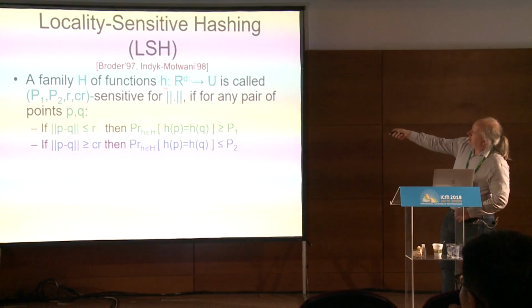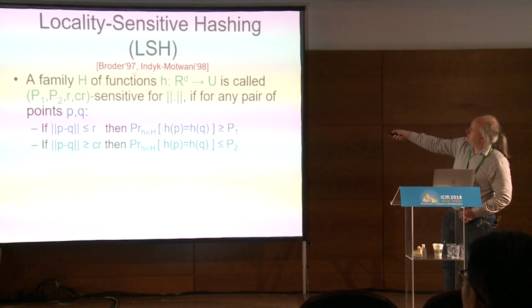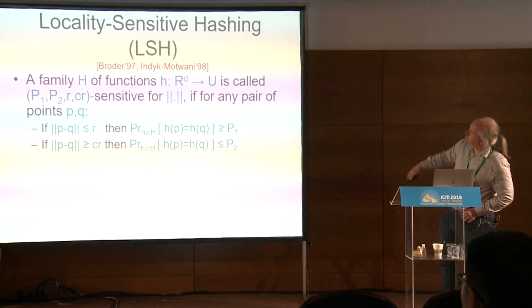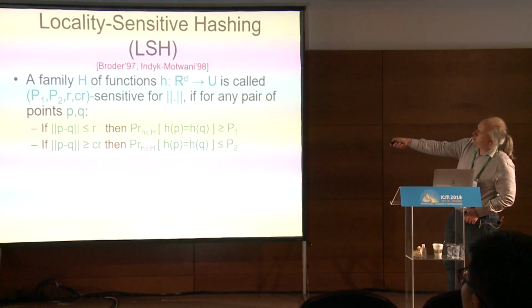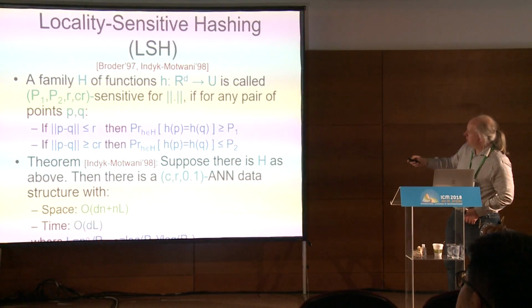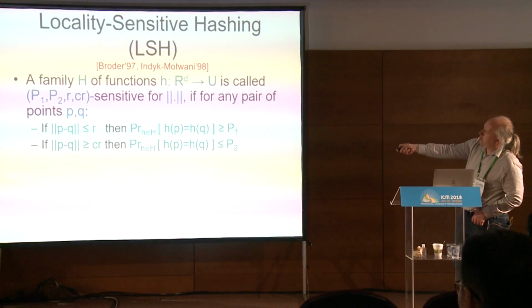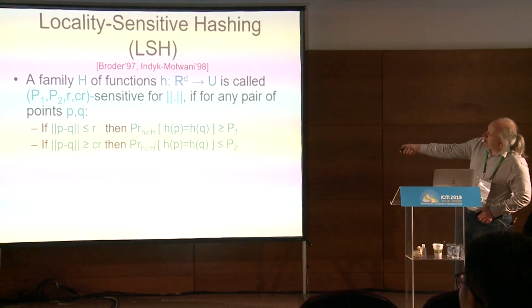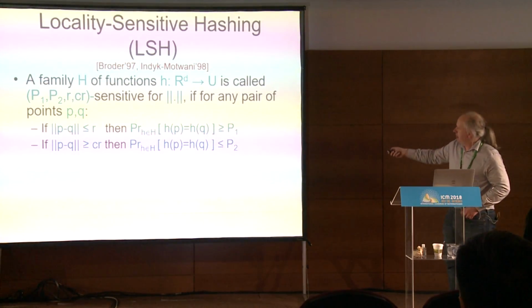Consider a family of functions of this form. These are just mappings from a d-dimensional space into some finite universe U. So this is essentially a space partitioning, where each cell is labeled by an element from U. We say that this family is sensitive with these parameters, P1, P2, R, and CR. R is the radius, C is the approximation, P1 and P2 are probabilities, if the following 2 things hold. If you have a pair of points which are within distance R from each other, so we can call them close, then if we choose a hash function from this family at random, the probability that P and Q belong to the same cell is at least P1.